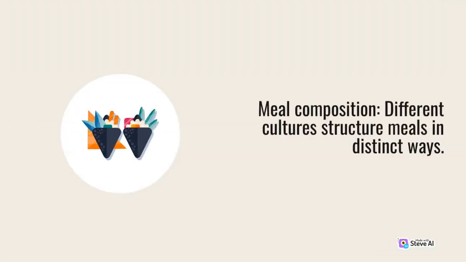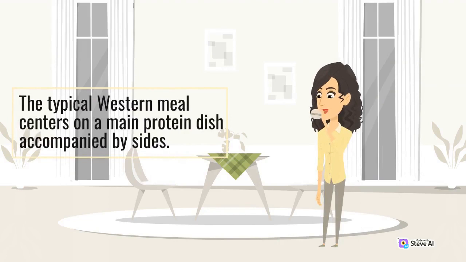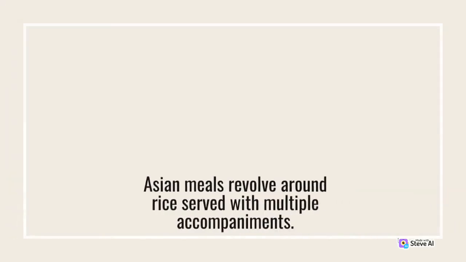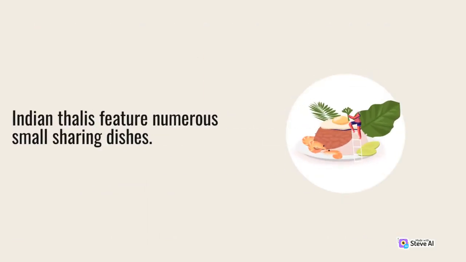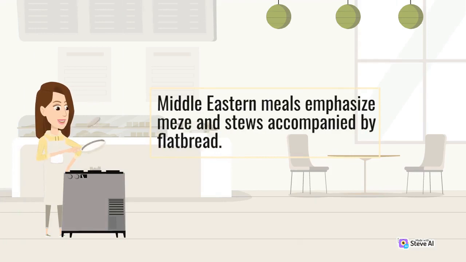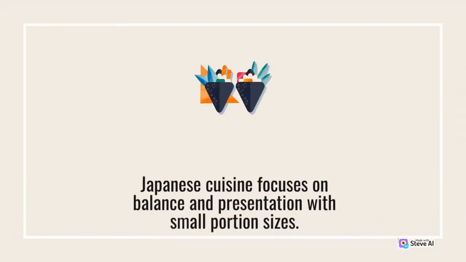Meal composition. Different cultures structure meals in distinct ways. The typical Western meal centers on a main protein dish accompanied by sides. Asian meals revolve around rice served with multiple accompaniments. Indian thalis feature numerous small sharing dishes. Middle Eastern meals emphasize meze and stews accompanied by flatbread. Japanese cuisine focuses on balance and presentation with small portion sizes.